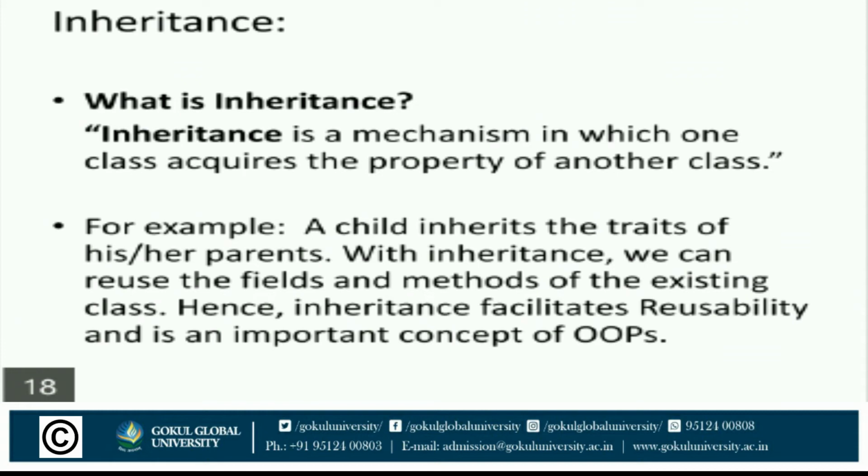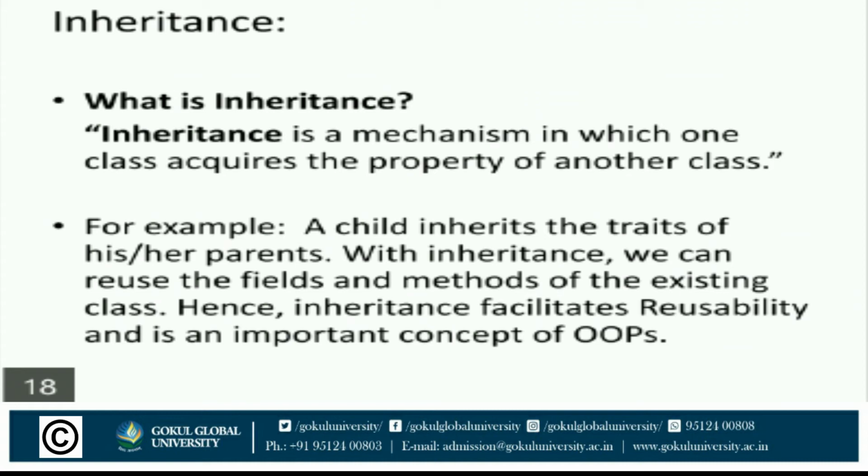First of all, what is inheritance? Inheritance is a mechanism in which one class acquires the properties or functions or methods of another class. For example, a child inherits the traits of his or her parents. With inheritance, we can reuse the fields and methods of the existing class. Hence, inheritance facilitates reusability and is an important concept of OOPS.